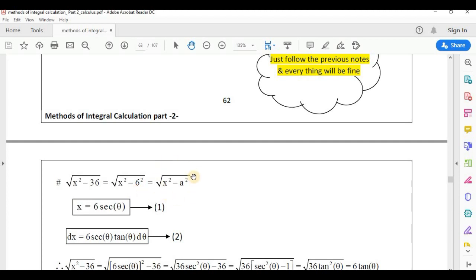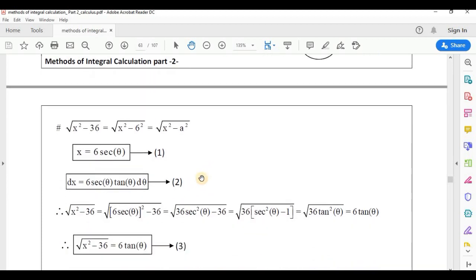If we have this type of form in the radical expression, then the assumption will be directly x equals a sec theta, and a will be 6. So x will be equal to 6 multiplied by sec theta, and we will call this equation number 1. Second step, we will take the derivative of our assumption. x will be dx, and the derivative of this will be 6 multiplied by sec theta multiplied by tan theta d theta, and we will call this equation number 2.